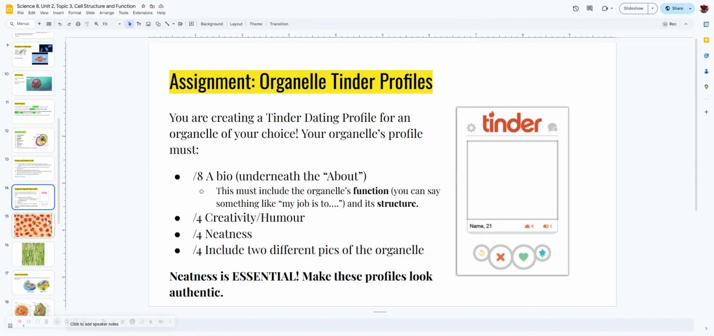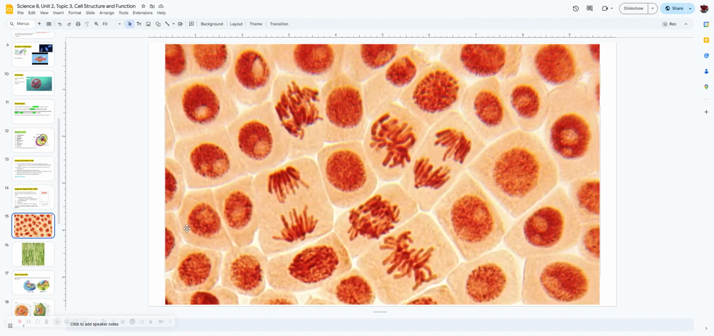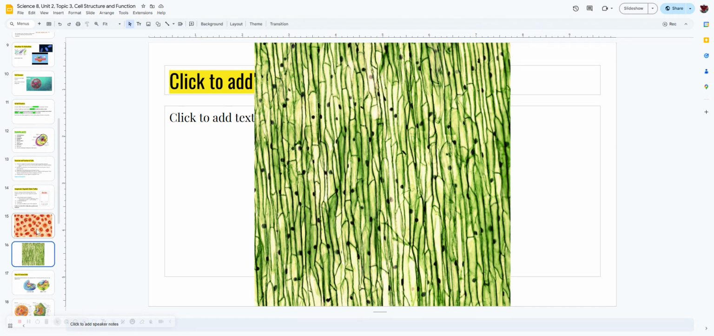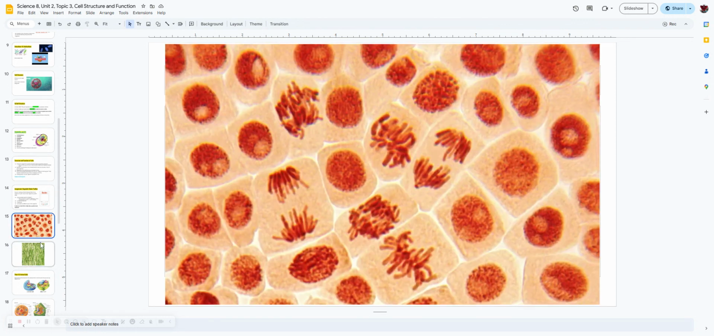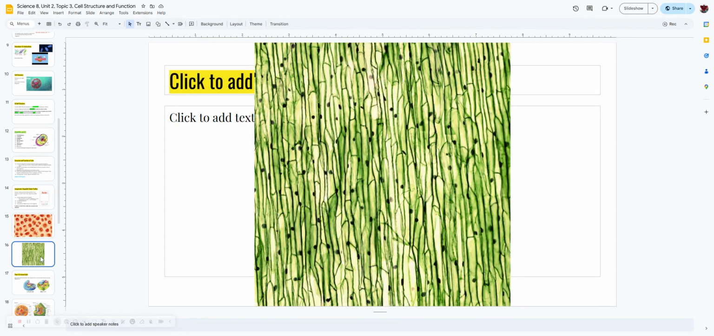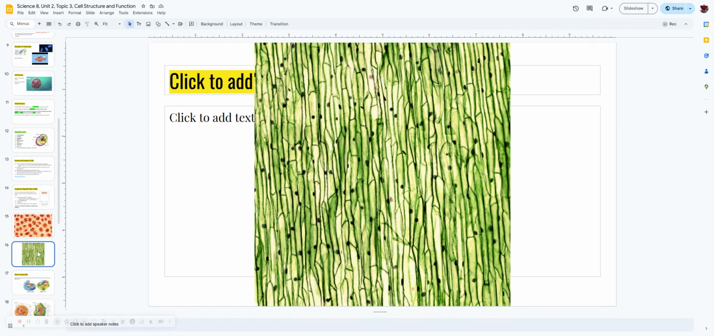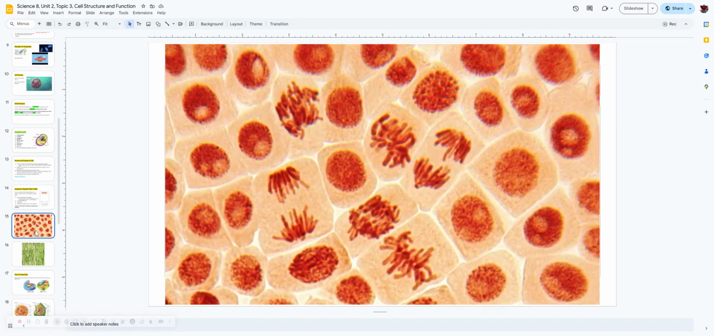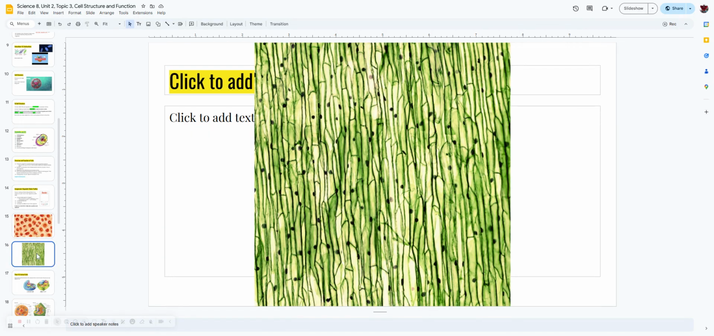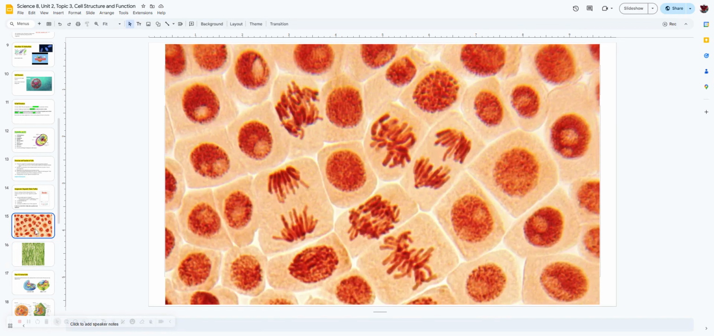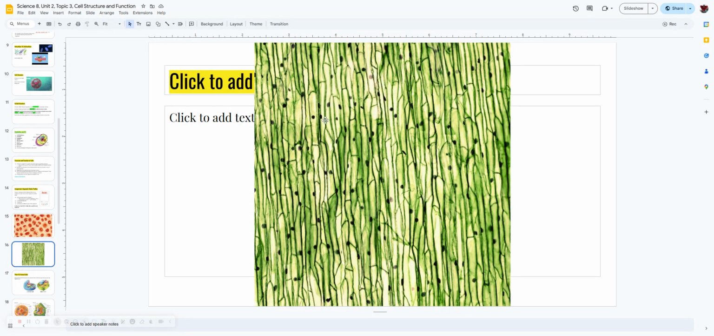Okay, moving on. A couple of pictures here. Looking at these 2 pictures, one of them is a microscopic image of plant cells, and the other is a microscopic image of animal cells. Ask yourself which one you think is which. Pretty clearly, we would guess this one is the plant cells, and you would be correct.